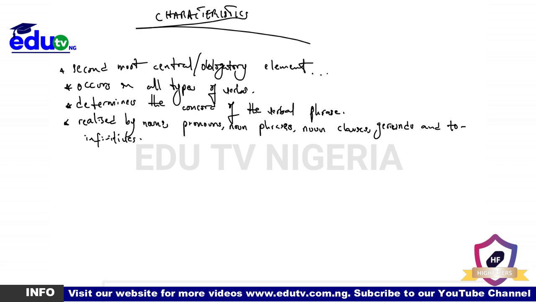For instance, look at an example of a gerund. When I say something like, sleeping is my hobby. Do you get it? So in this case, it's a gerund that is actually realizing the subject. So a subject can be realized by any of these items, whether it's a noun, a pronoun, a noun phrase, a noun clause, a gerund, or a to infinitive.